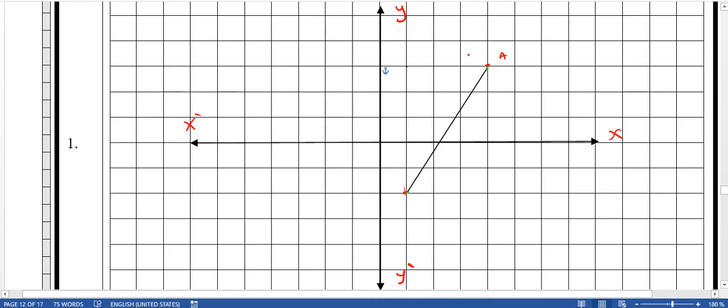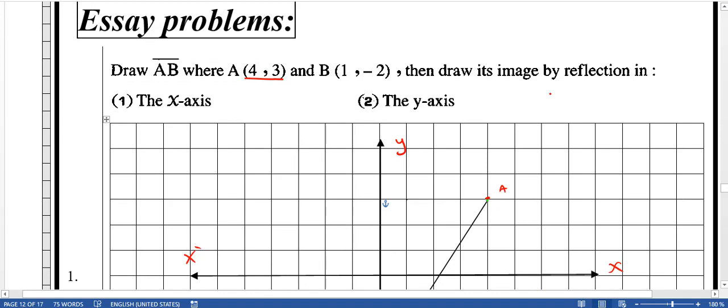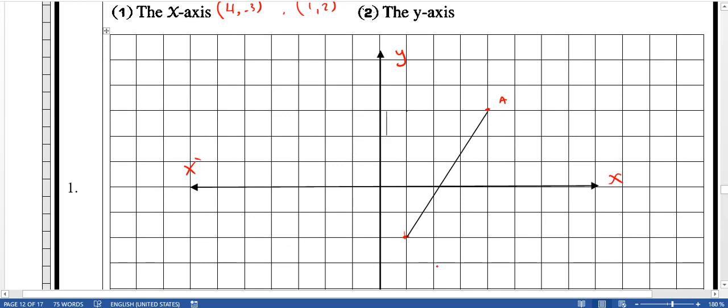We want to reflect this AB at first in the x-axis and then the y-axis. If we want to reflect this line segment AB in the x-axis, this point will be (4, -3), and this point will be (1, 2). Okay, where is (4, -3)? (4, -3) is here.